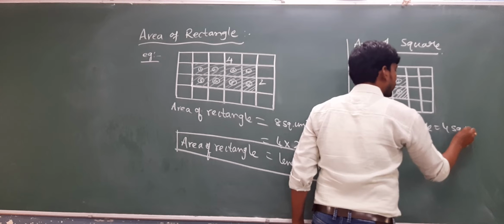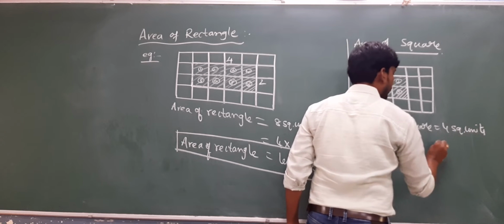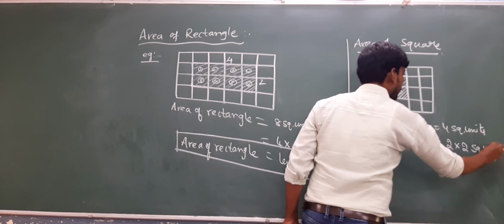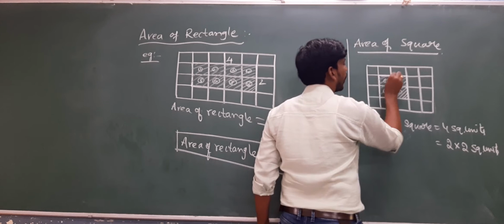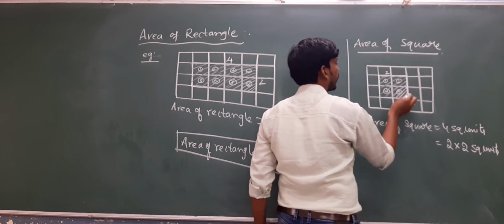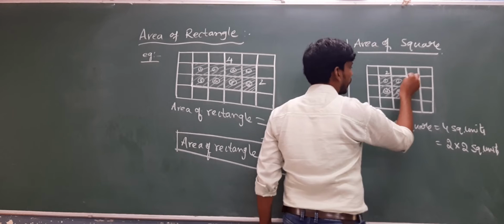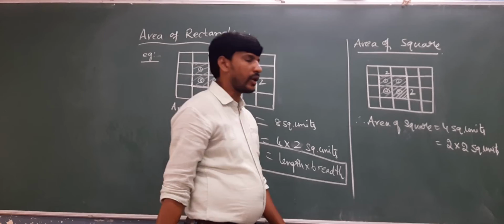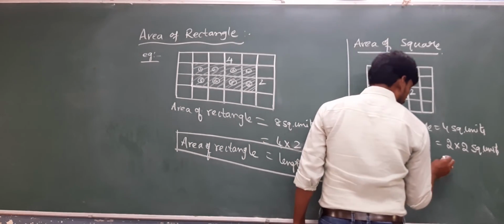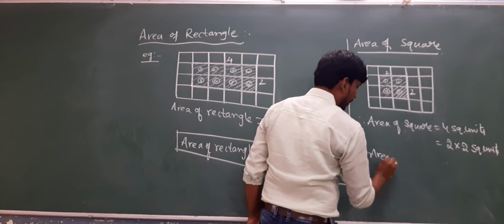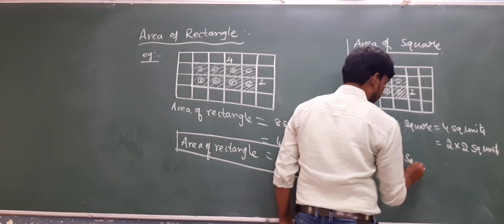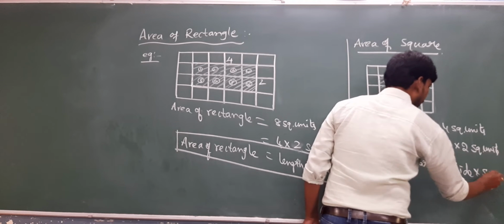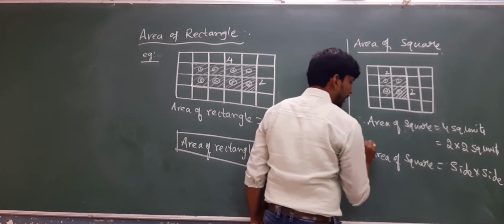4 square units. This 4 square units I am going to write as 2 into 2 also. 2 into 2 square units. That is nothing but, along with length we have 2 rows, 2 parts, along with breadth also we have 2. Clear? In a square, length and breadth are equal. So therefore area of square is equal to, what is the formula? Side into side. Clear my dears everyone? Side into side, square units.